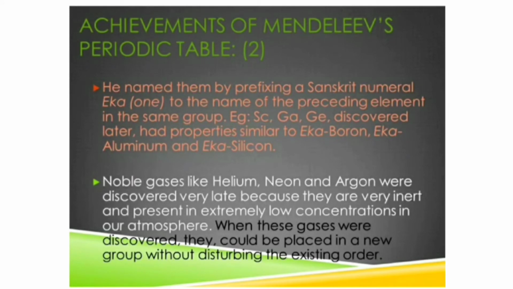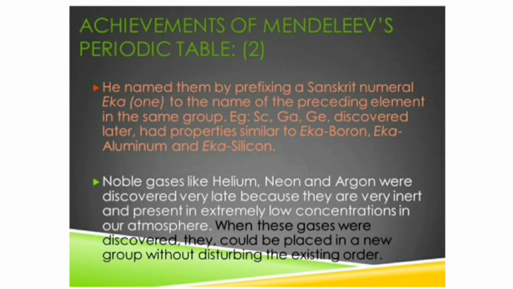Achievements of Mendeleev's periodic law. He named them by prefixing the Sanskrit numeral eka, meaning one, to the name of the preceding element in the same group. Example, scandium, gallium and germanium, discovered later, had properties similar to eka-boron, eka-aluminium and eka-silicon.